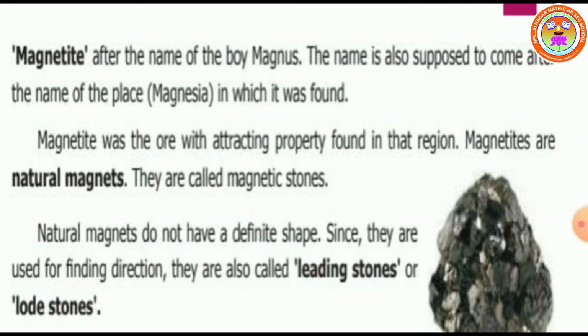What are natural magnets? Is there any shape? Natural magnets do not have a definite shape. Since they are used for finding direction, they are also called leading stones or lodestones. So, we know that natural magnets are also known as lodestones.